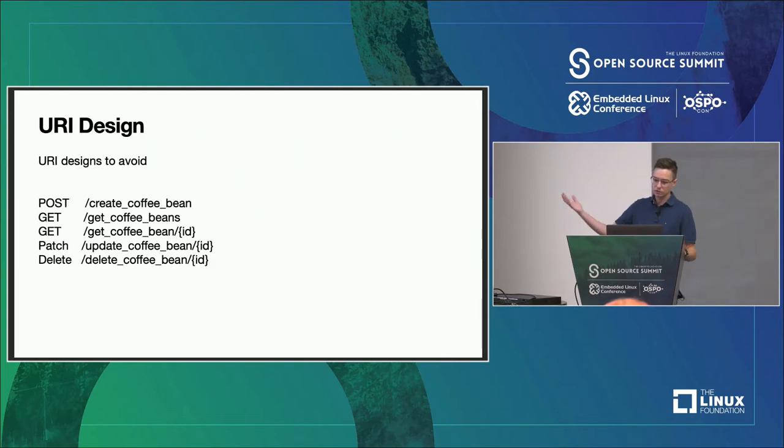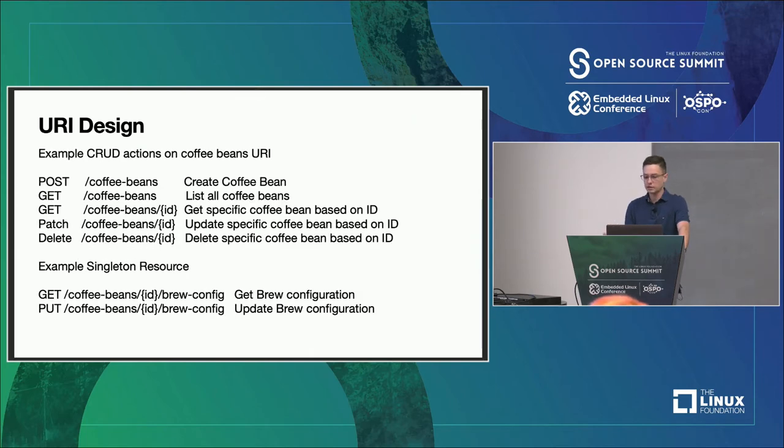So these are designs you should avoid, right? Create coffee bean, get coffee beans. There's no need for these verbs. If you're looking at this URI design, it may take some getting used to if you've never worked with APIs, but the HTTP verb followed by the resource makes it really clear what you're doing with that resource. POST on coffee beans is always going to be a create, GET coffee beans is going to return a list of coffee beans, and so on.